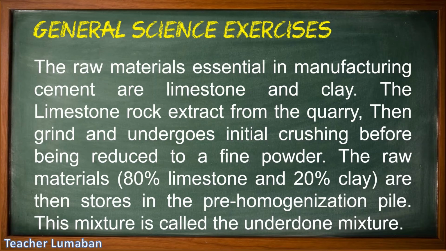Limestone and clay. The raw materials essential in manufacturing cement are limestone and clay. The limestone rock is extracted from the quarry, then undergoes initial crushing and grinding before being reduced to a fine powder. The raw materials, 80% limestone and 20% clay, are then stored in the pre-homogenization pile. This mixture is called the raw mix.